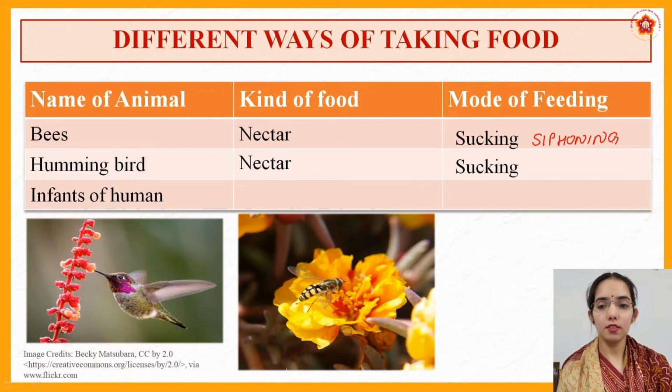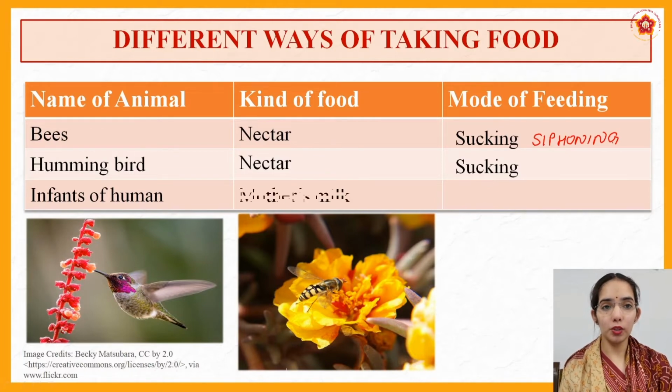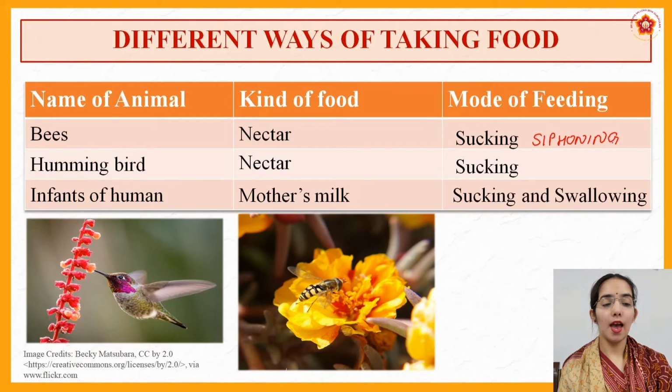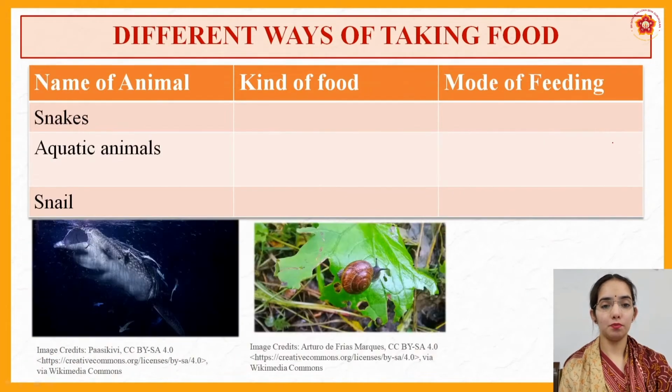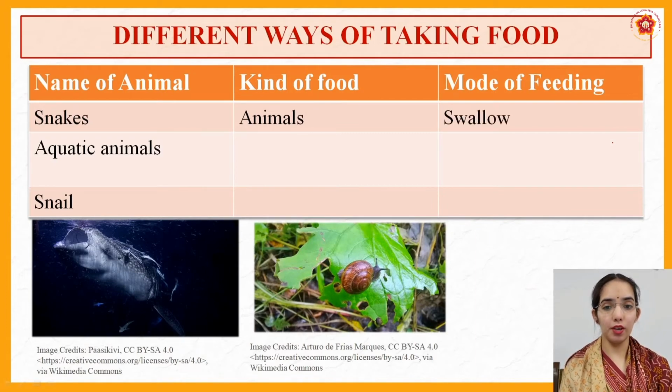Now infants of humans, what is their food? We all know that it is mother's milk. And how do they consume mother's milk? They firstly suck it and then they swallow it. Moving ahead, what is the food for snakes? Other animals, and the mode of feeding is they swallow the whole of the other organism. So swallowing is the mode of feeding.